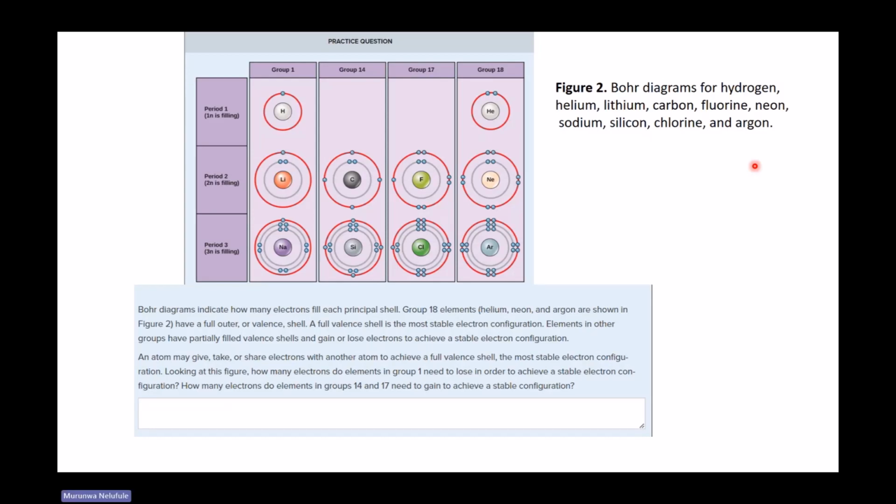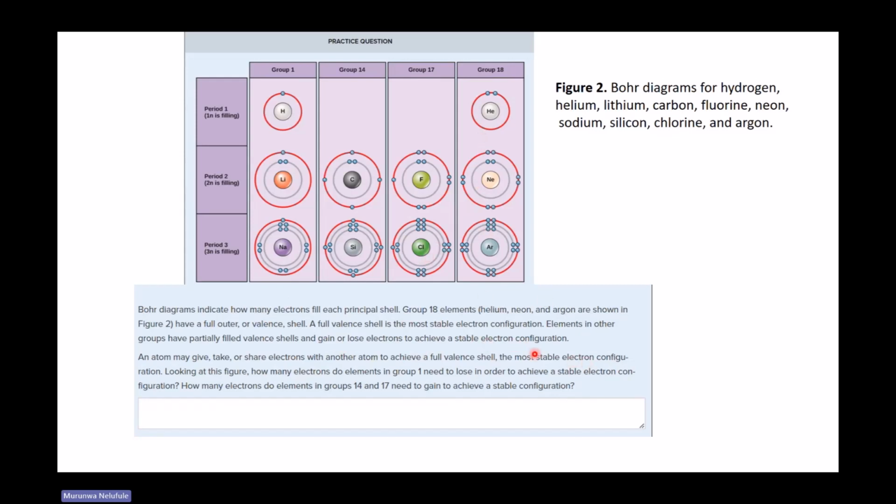Yes. All right. Then group 14 and 17. Group 14, they need to gain 4 electrons, and group 17, they need to gain 2 electrons. Here's the question. The thing is, group 18 is stable. Do we all agree? Yes, from the statement here, group 18 is stable.